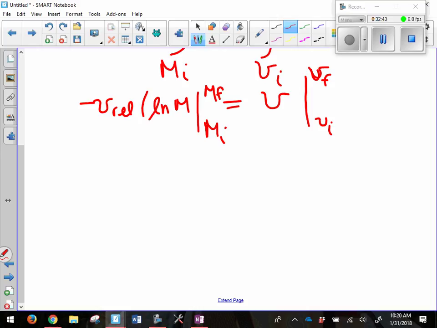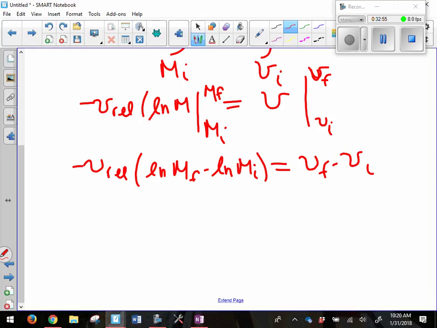And then we're just going to substitute in here. So I've got negative v rel times natural log of m final minus natural log of m initial, and that's going to be v final minus v initial. We're going to solve for that change, so we're just going to worry about the left-hand side. We'll leave v final minus v initial the way it is.